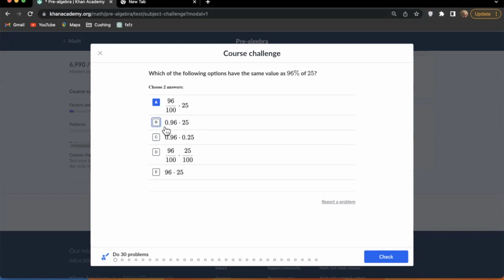So I like A. B is literally what we just did. When you want to find a percent of something, multiply the number by the decimal form of the percent, so 0.96. C is taking that same idea, but it's multiplying it by 0.25, not 25. It is only looking for two answers. A and B look good here. D is off because the 96 over 100 is 0.96, but you have to multiply that by 25, not by 25 over 100. And with E, they just did not use the decimal version of 96%. So E should say 0.96. So I like A and B.